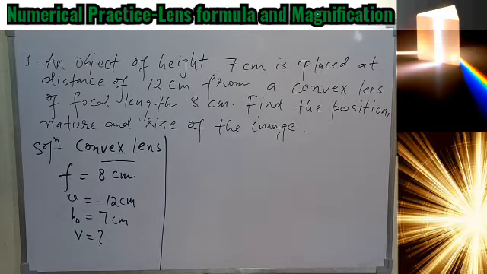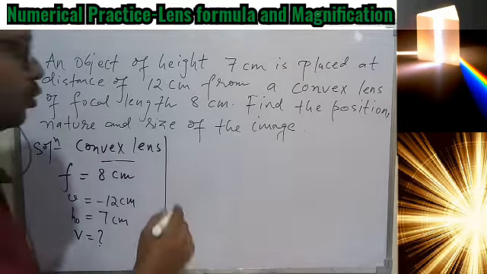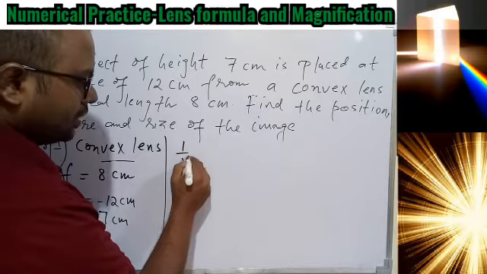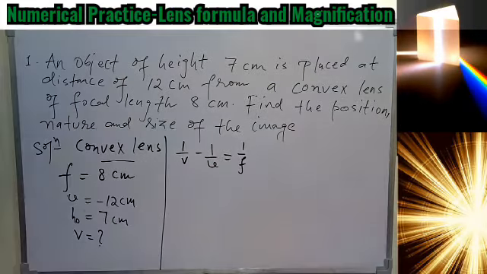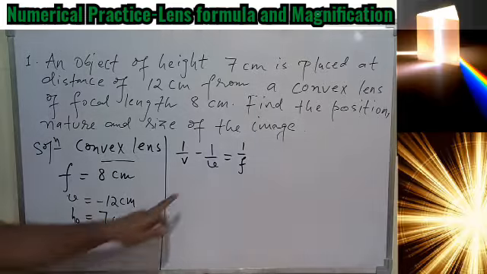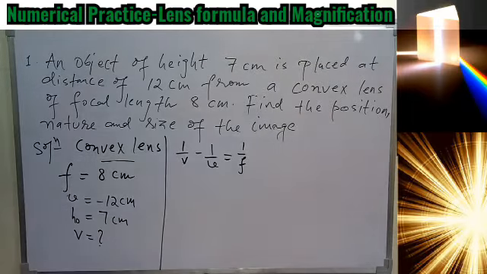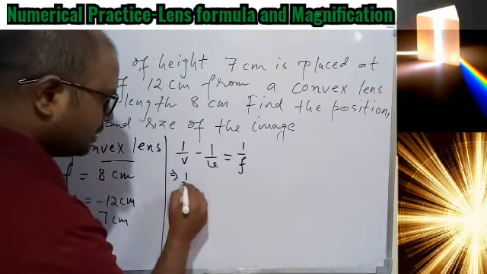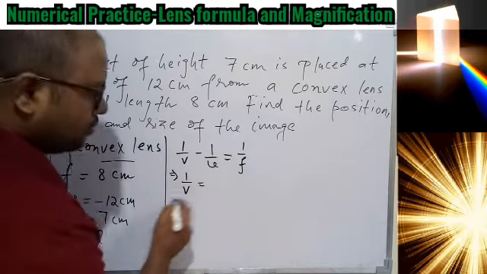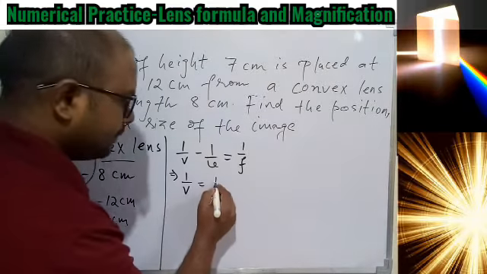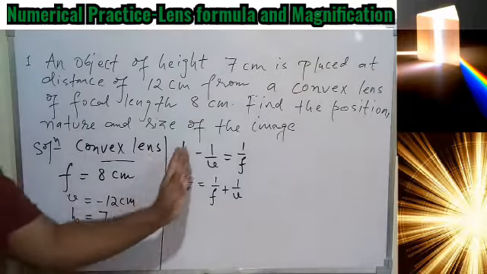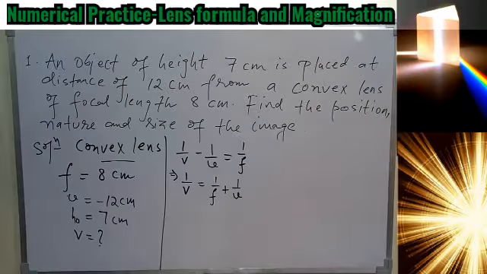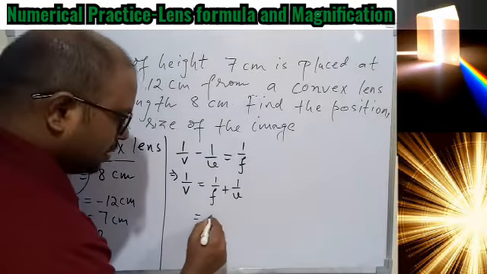Very first we can see here, focal length is given, object distance is given, and we know the lens formula, 1 by v minus 1 by u is equal to 1 upon f. So out of this u, v and f, u is given, f is given, we can find v. So we can modify this equation. That will become 1 by v is equal to 1 by f plus 1 by u. So 1 by u will go this side, that will become positive. And now let's put the value and solve it.